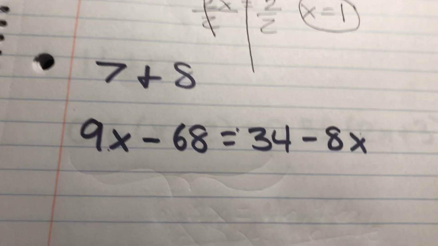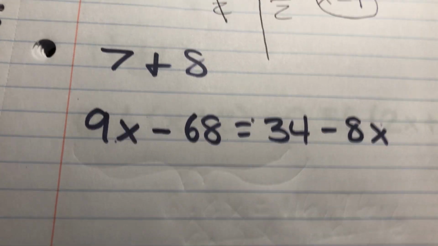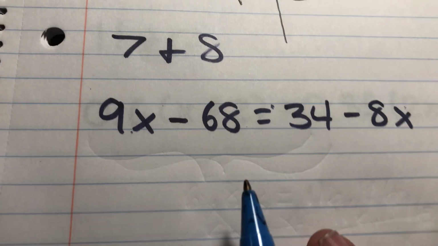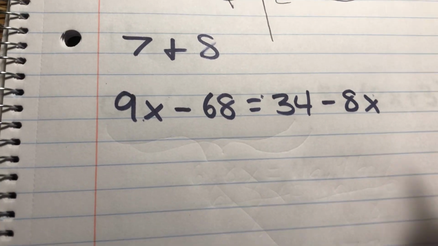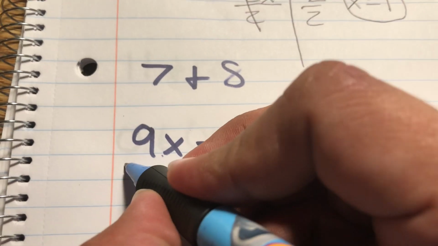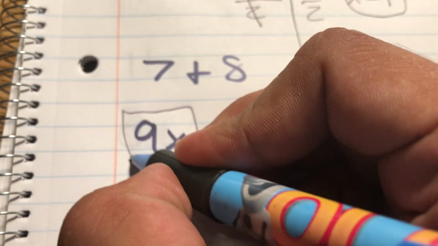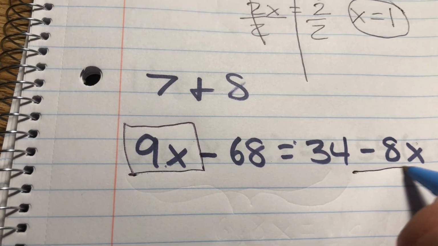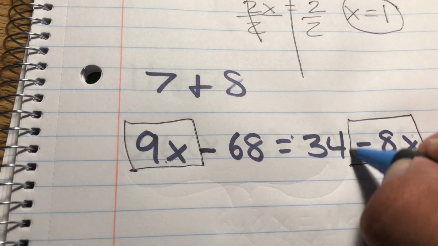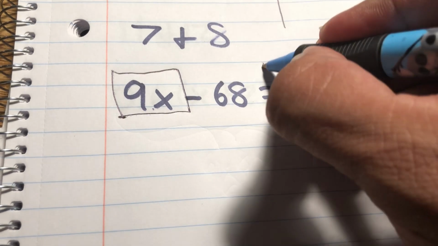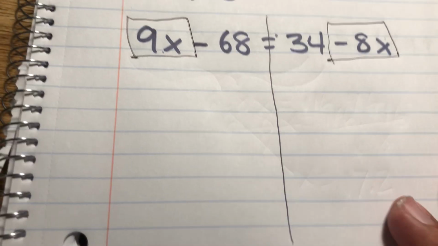Okay, here we go. Here's another one. These are just regular old numbers. If there were decimal points, you do it the same exact way. So, again, there's a 9x on this side, and over here, there's a minus 8x. I have to put those two on the same side of this line.